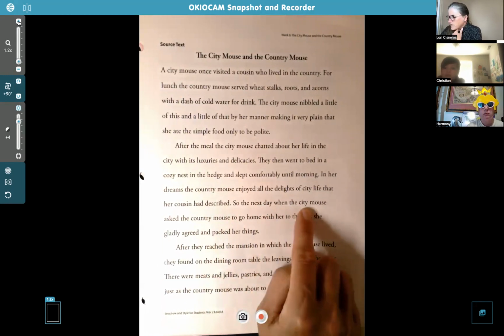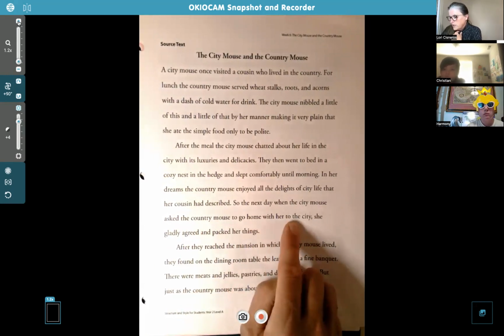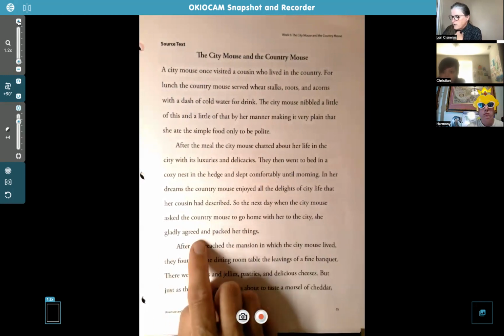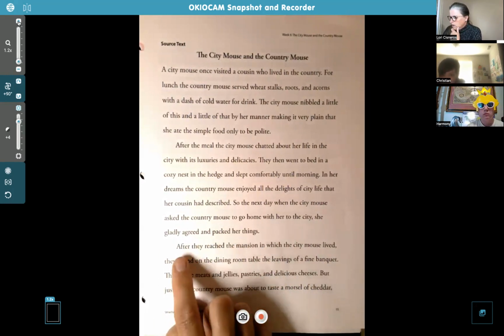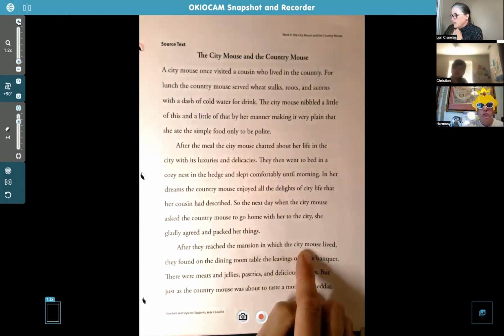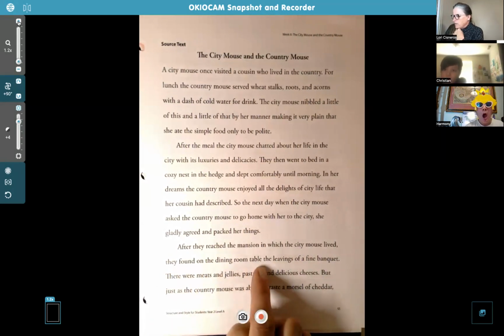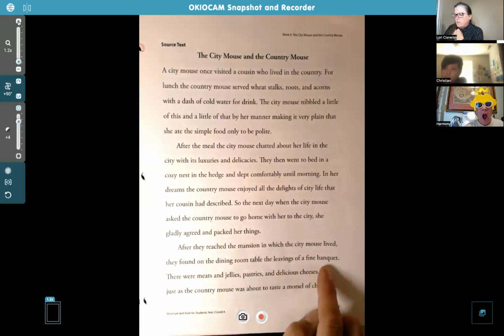So the next day, when the city mouse asked the country mouse to go home with her to the city, she gladly agreed and packed her things. After they reached the mansion, that's a huge house, right? Big, big, big house, in which the city mouse lived, they found on the dining room table the leavings of a fine banquet. That just means like the leftovers of a fine banquet. They probably had a big party and they left the food on the table.